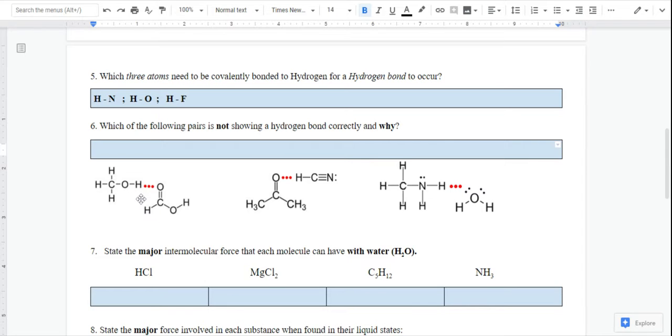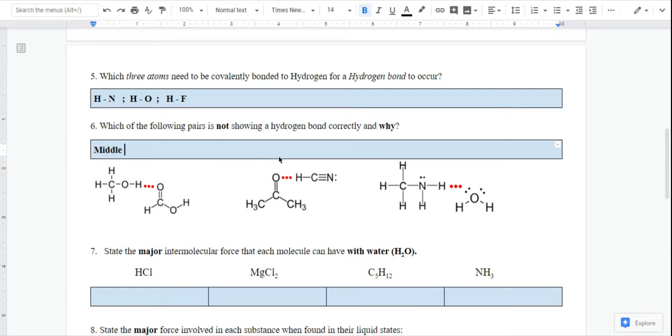If we look at the first one, this one checks out. Here's a polar oxygen, which would be partial negative because it's pulling electrons from carbon. And here's a hydrogen on oxygen. So partial positive, partial negative, check. Here we have a polar oxygen, and it's going to a hydrogen. So at first glance, this one looks fine, but it's not.